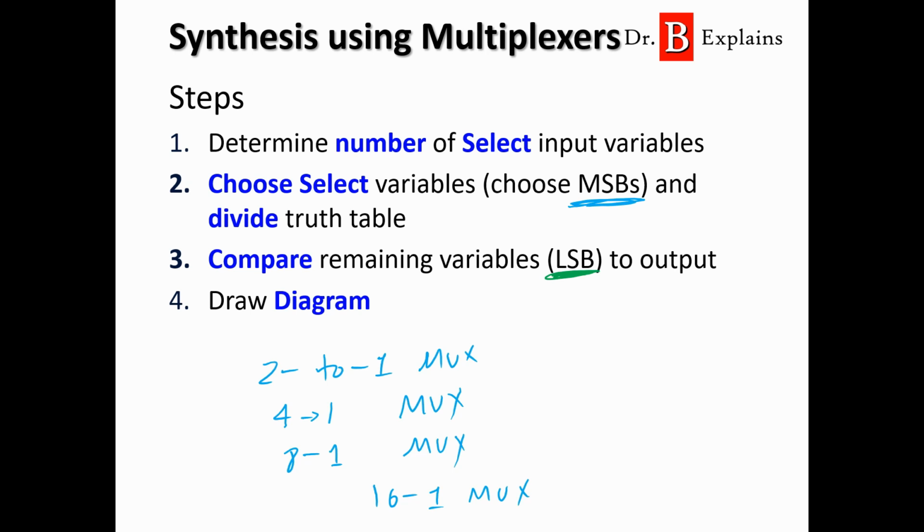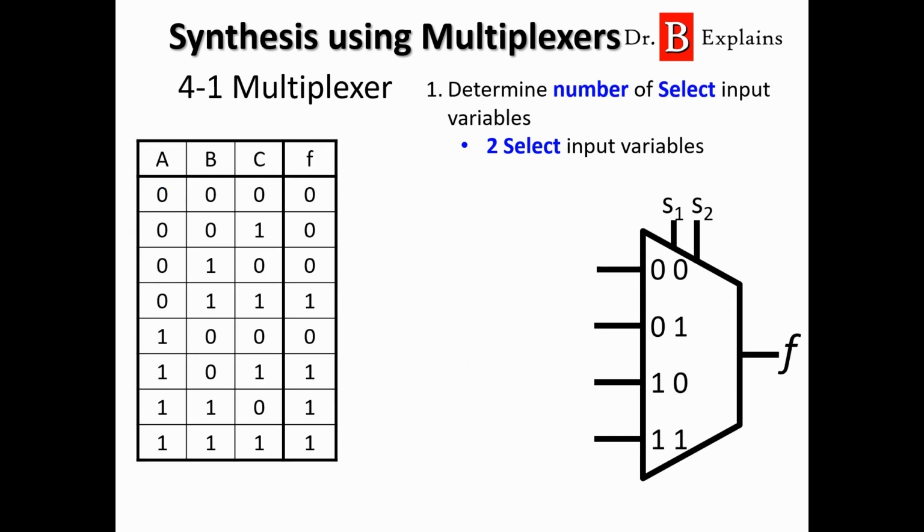So let's do some examples. First, I need to determine the number of select input variables. Since in this case we're going to have a 4-to-1 multiplexer, we're going to have 4 data inputs: 1, 2, 3, 4. I need to be able to count from 0 to 3: 0, 1, 2, 3. How many variables do I need in binary to do that? I basically need 2, because I'm going from 0 0, 0 1, 1 0, and 1 1. So using the 4-to-1, I need 2 select input variables.